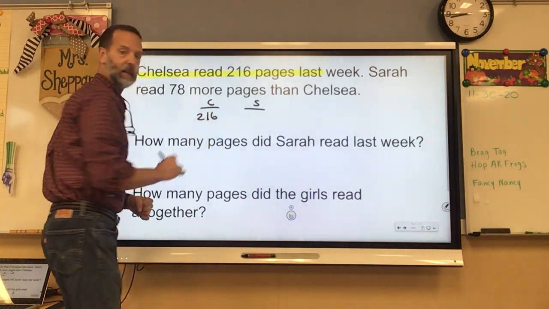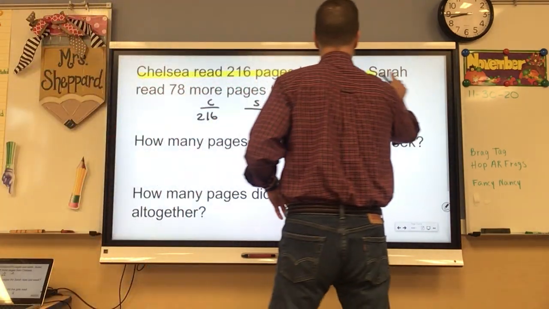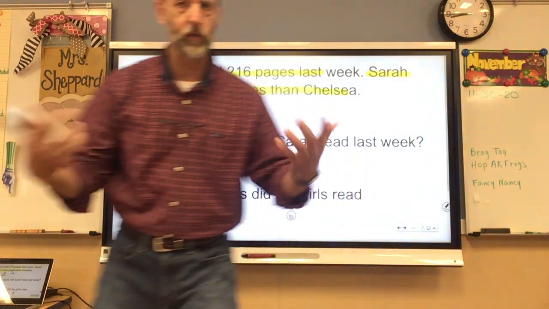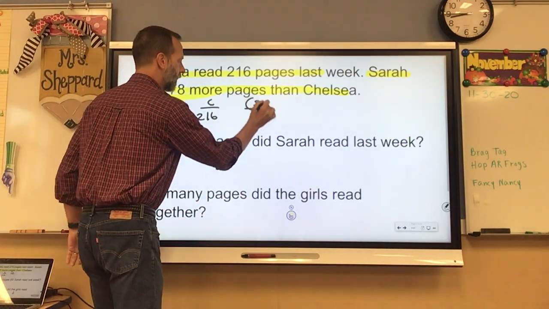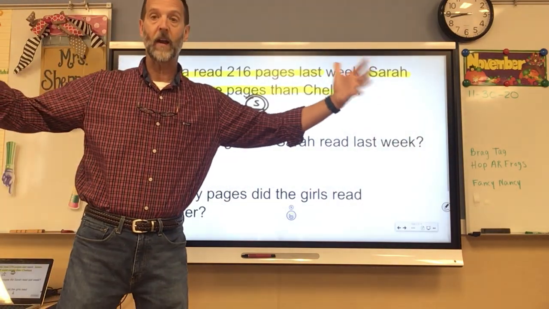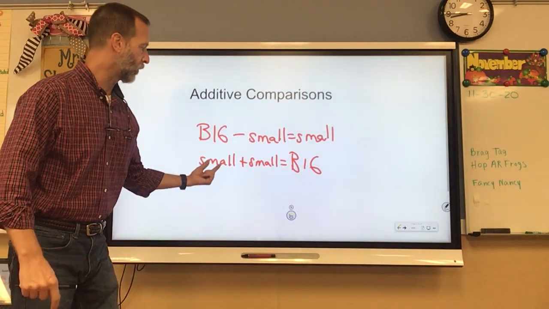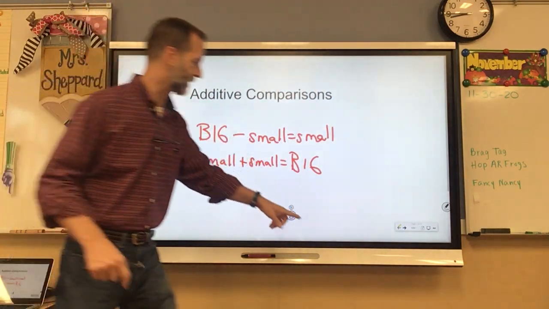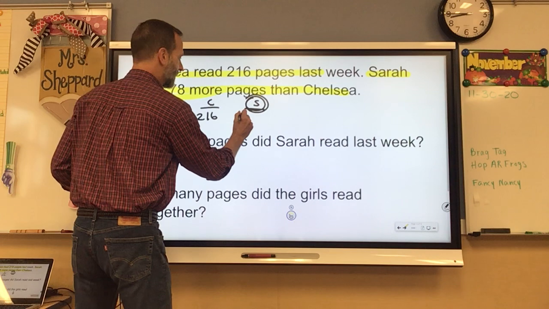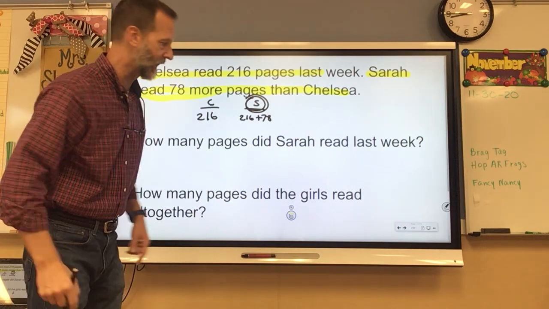Chelsea's 216. Okay? Now, look at the next sentence. It's important. Sarah read 78 more pages than Chelsea. Who read more? Who's got more? Sarah's the big number. Do I know that big number? No. How do you find the big number? How do you find something that's bigger? To find the big one, we want to add small plus small. That will give us the bigger number. Okay? So I want to add the 216 plus 78. She has Chelsea's number plus 78 more.